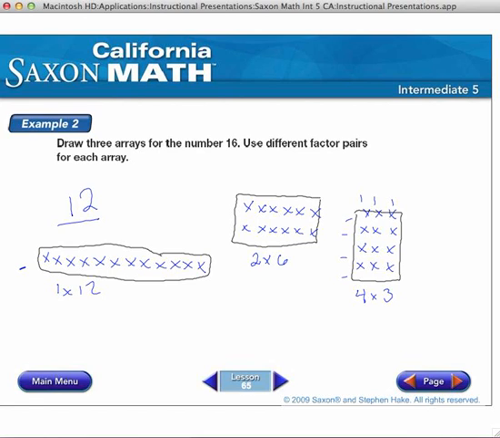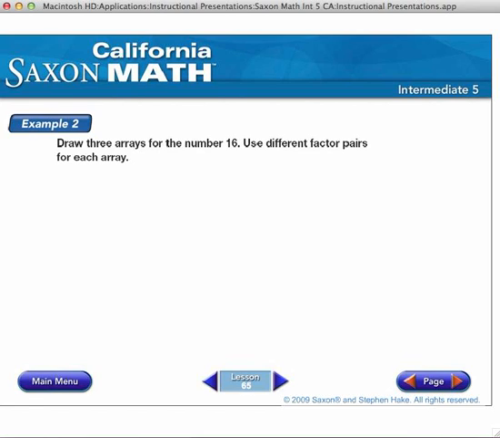So how do I make an array for 16? I have to think about my factors for 16. So how can I make 16? 1 times 16, 2 times 8, and 4 times 4. So if I was going to make an array for each of these, I would have 1 row of 16. And you can use any shape. You can use rectangles, squares, triangles, circles for your symbol. I'm using X's because I like X's.